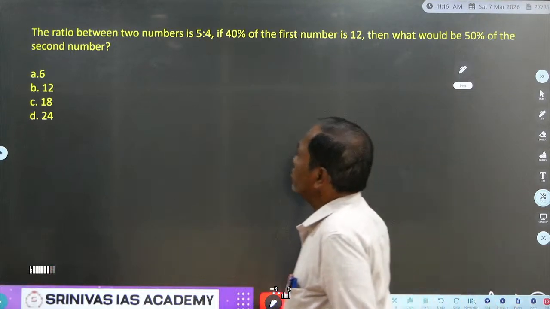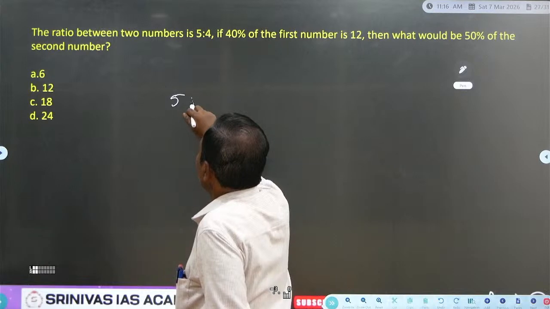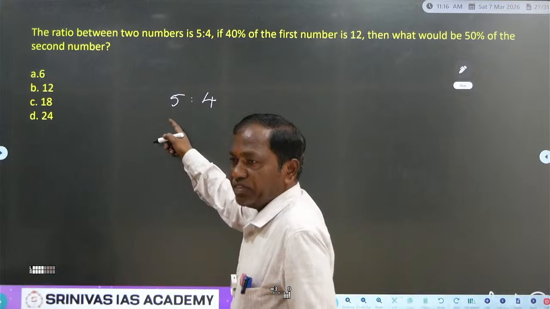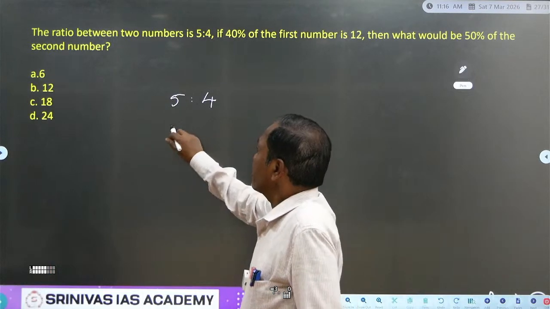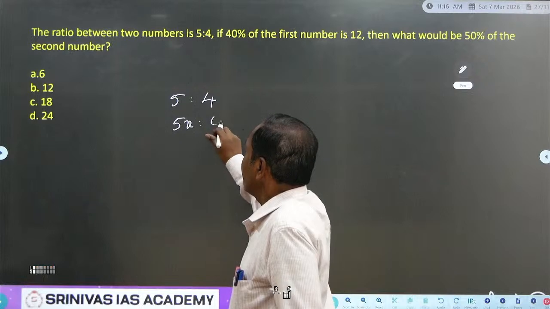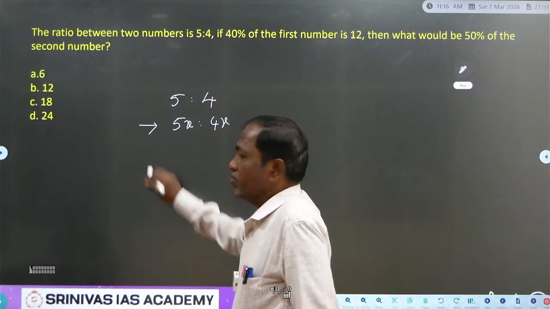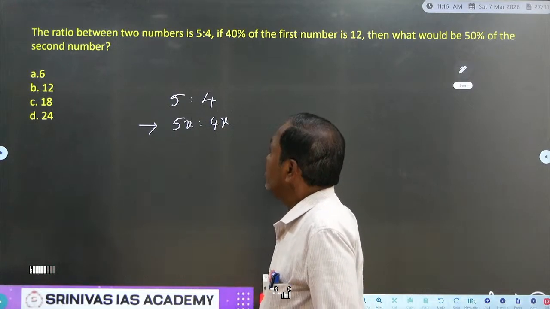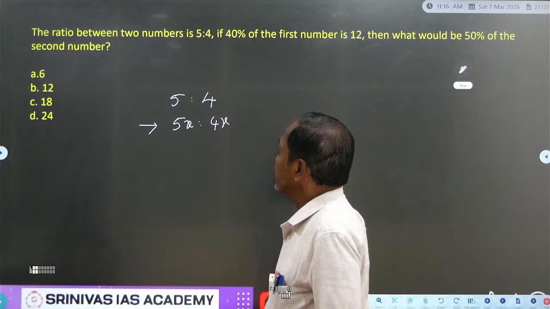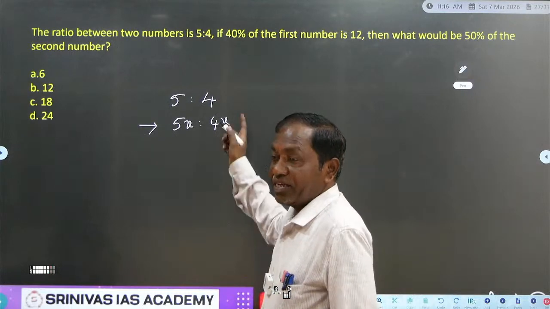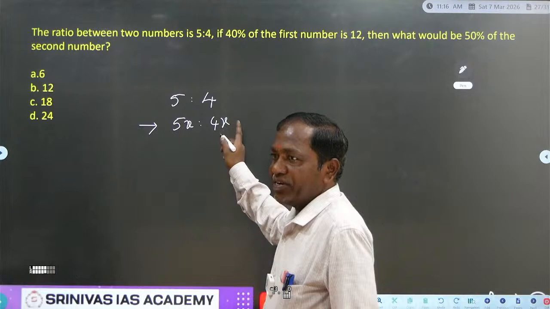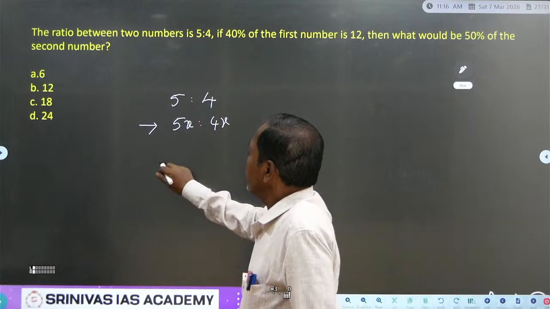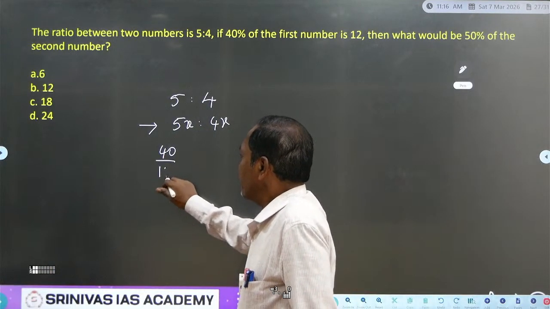The ratio between two numbers is 5:4. If 40% of the first number is 12, what do you write here? Like you can write 5x is to 4x. 40% of the first number, this is the first number. Put x only, because another number they did not mention, right? We don't need that. 40% of the first number.